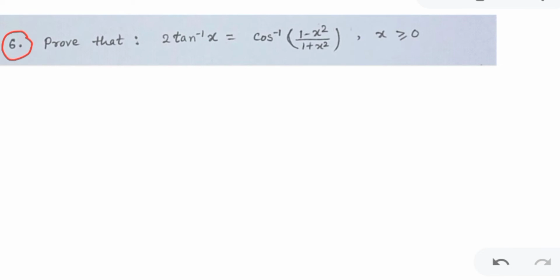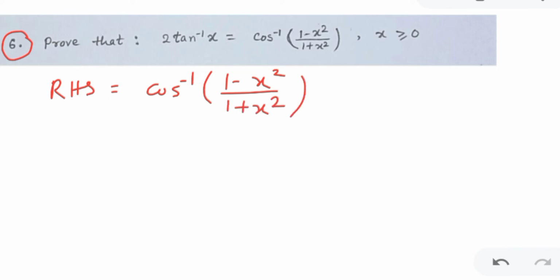So LHS is 2 tan inverse x and RHS is cos inverse. We'll start with the RHS and try to prove it equals the LHS. RHS is cos inverse (1 minus x square) upon (1 plus x square), and we have to convert this cos inverse into tan inverse. So how will we do that?